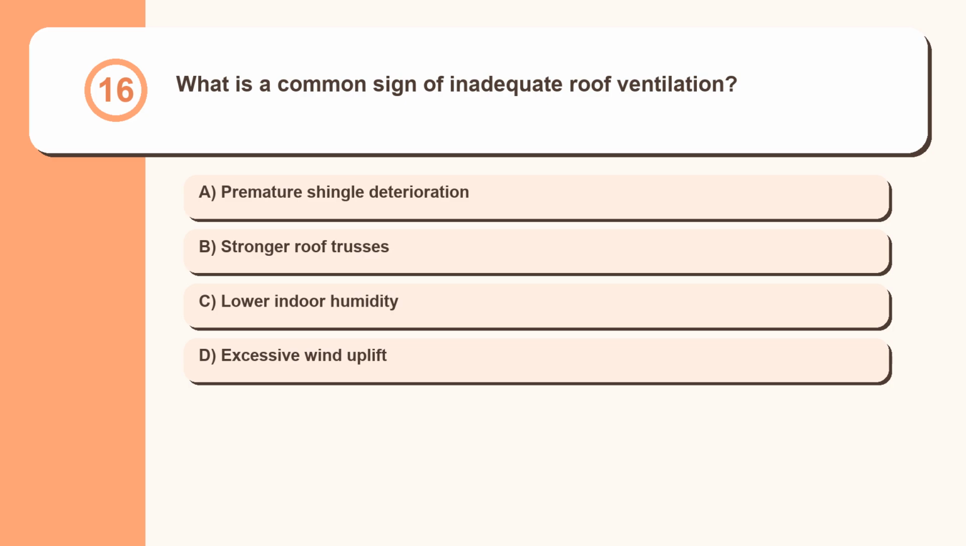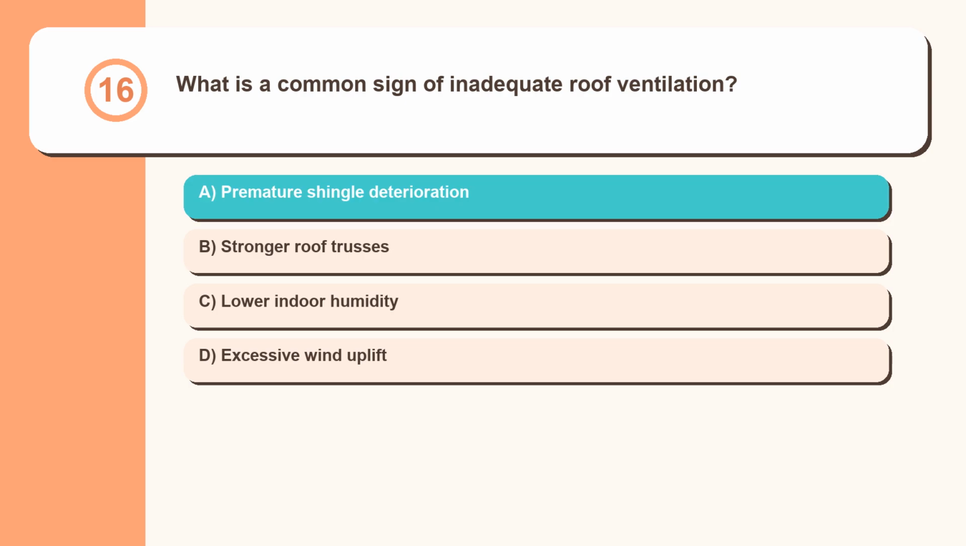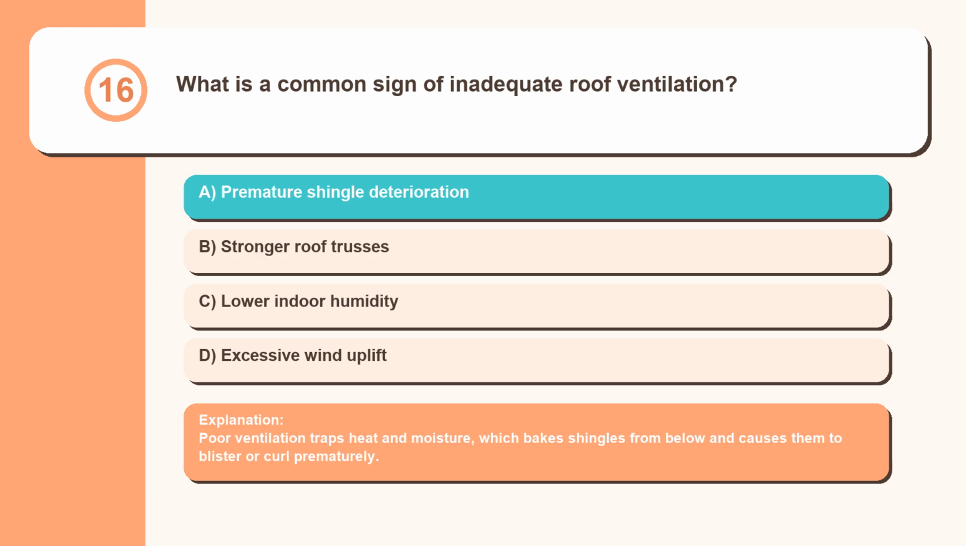Question 16. What is a common sign of inadequate roof ventilation? Premature shingle deterioration, stronger roof trusses, lower indoor humidity, excessive wind uplift. Poor ventilation traps heat and moisture, which bakes shingles from below and causes them to blister or curl prematurely.